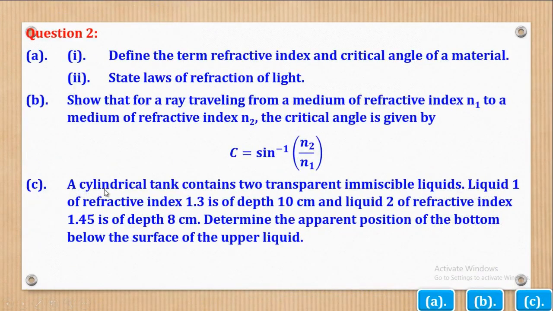Part C says, a cylindrical tank contains two transparent immiscible liquids. Liquid 1 of refractive index 1.3 is of depth 10 centimeters, and liquid 2 of refractive index 1.45 is of depth 8 centimeters. Determine the apparent position of the bottom below the surface of the upper liquid. Still here there was a correction made, because in the question I sent there was the word displacement, which is not supposed to be there. So they only wanted apparent position.